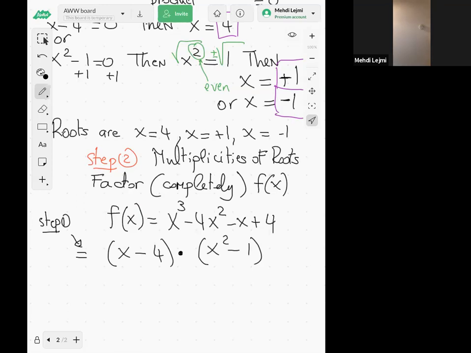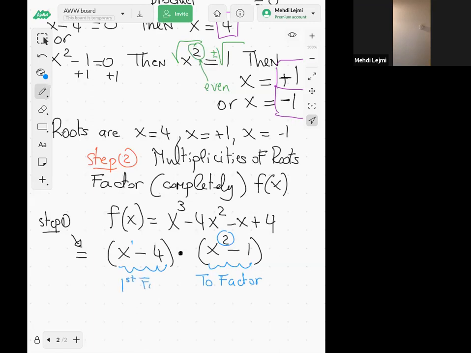But this is not a complete factorization of f of x, right? Because you can still factor the x squared minus 1, because we have a square here. So we have to continue with the factorization, and we have to factor this one here. I got, this is my first factor. It's a factor because here you have x power 1, right? So you're going to stop there, and you cannot factor this x minus 4. That will be my first factor.